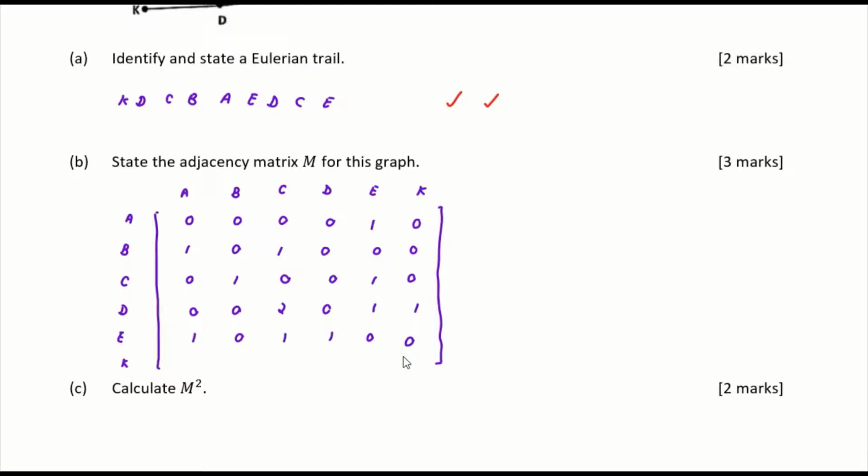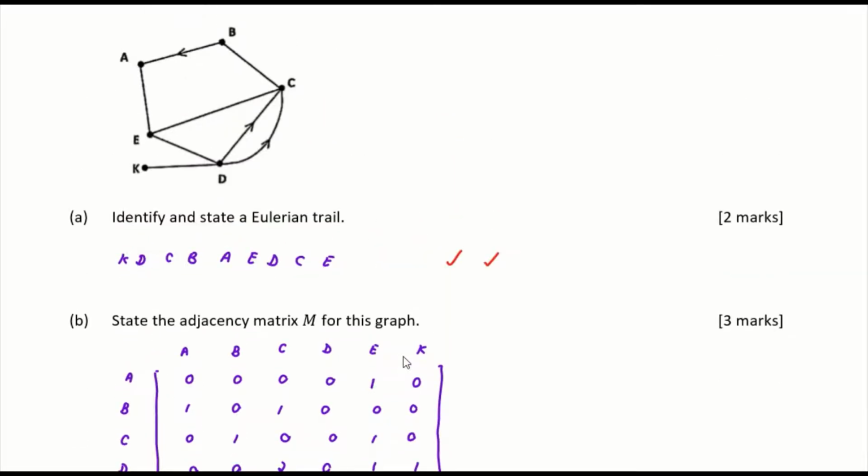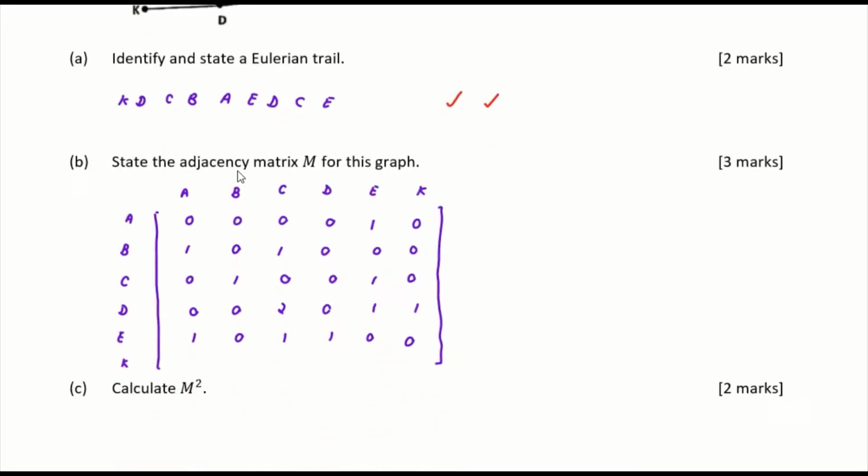All right, so now let's move on. The next one, we have the last one, K. For K, it can only allow you to go to D. So that's why K to D. Other than that, all 0. Okay, so please check properly for all your entries here.